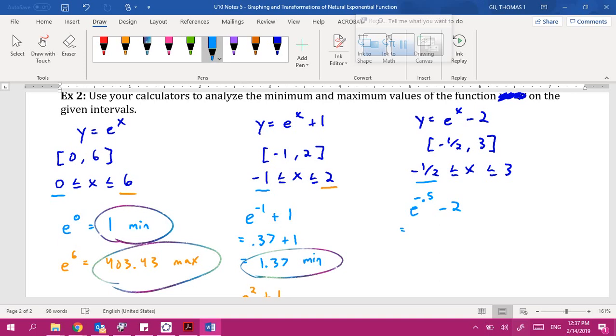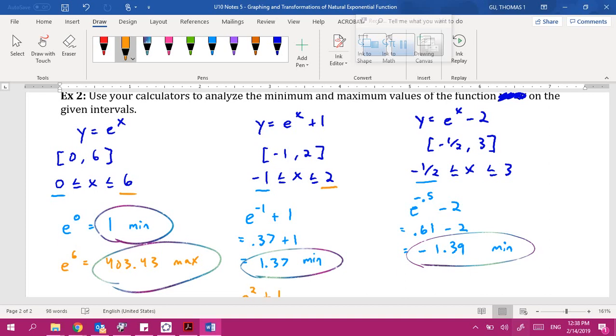That will be 0.6. 0.61, right. Then we got to bring down the minus 2. So what is my final answer here? Negative 2.6. Not quite. Negative 1.39, that's right. And this is the minimum. Oh, this is a positive, yeah, it's positive 0.61.